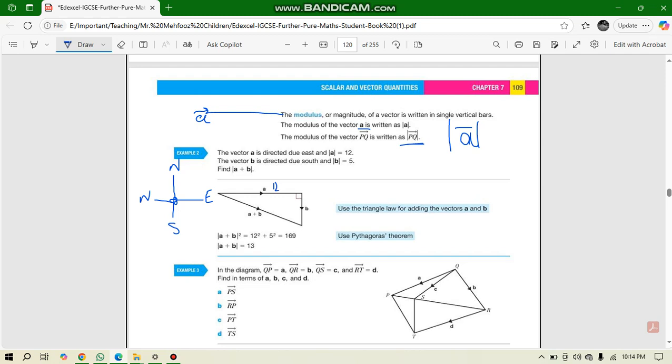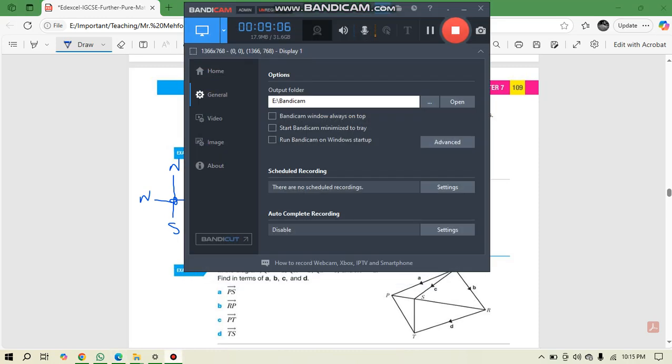After that, 5 units south, this one. So what is the value of A plus B? The modulus of A plus B, squared, is equal to 12 squared plus 5 squared, that is 169, and when we take the square root on both sides, it becomes 13. So it means that the vector A plus B has a magnitude of 13. Do you understand this example? Any problem till this example?